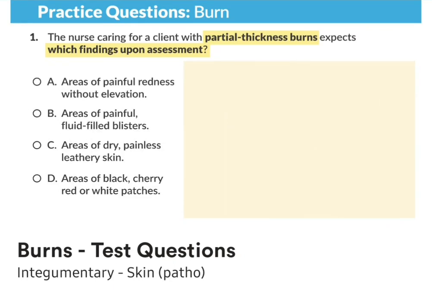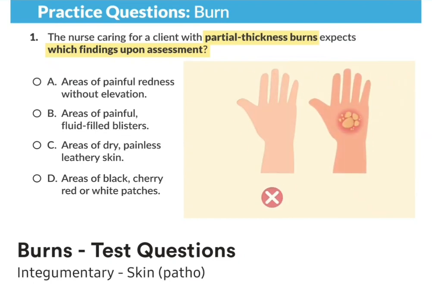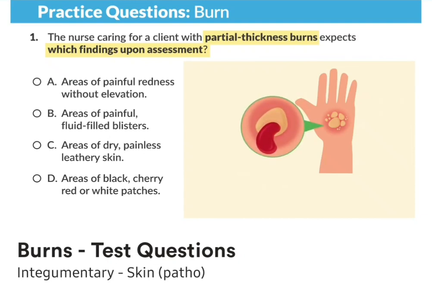So option A, areas of painful redness without elevation. No, this is incorrect. It is painful and red, but partial thickness second-degree burns do have elevation with those blisters or those fluid-filled vesicles. Now option B, areas of painful fluid-filled blisters. Yes, the key term there is fluid-filled blisters. So this is the most correct, as all the key terms are there.